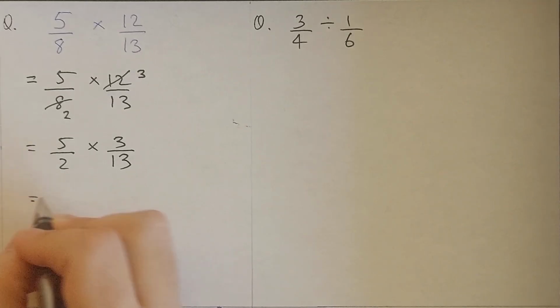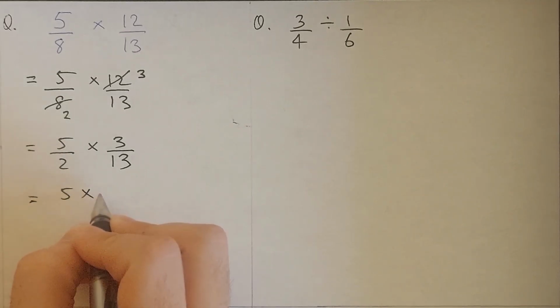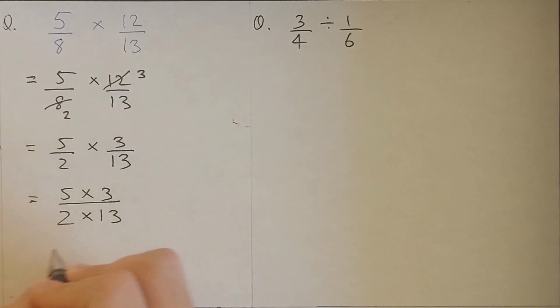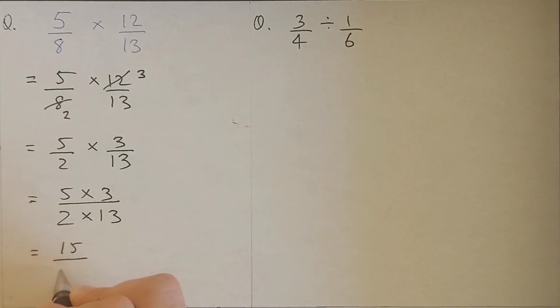And so we can write 5 times 3 divided by 2 times 13 is equal to 15 divided by 26. And this is our answer for the first question. Our second question is 3 by 4 divided by 1 by 6.